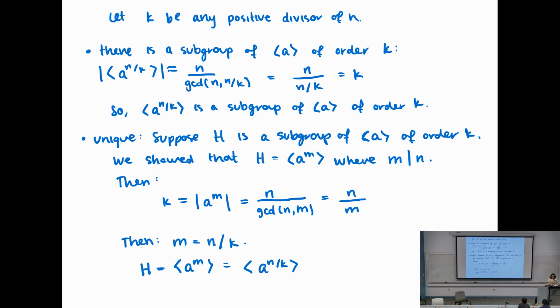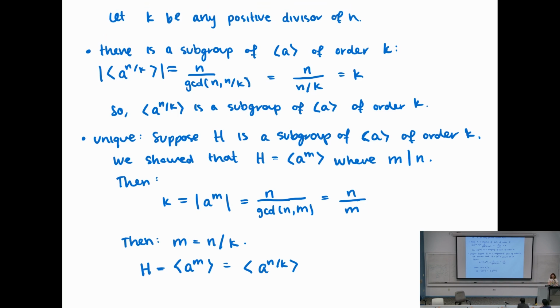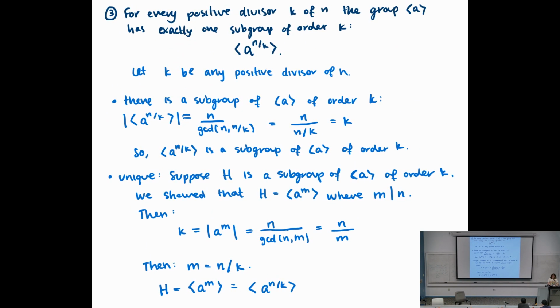So we actually have that this arbitrary subgroup of the group generated by a of order k, in fact, has to be equal to the one that we already knew about. So that means that this one is the unique subgroup of order k. Okay, and then that finishes the proof.